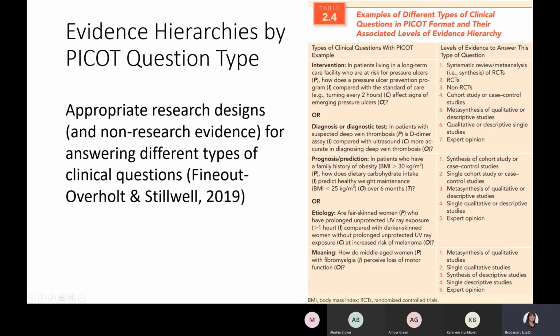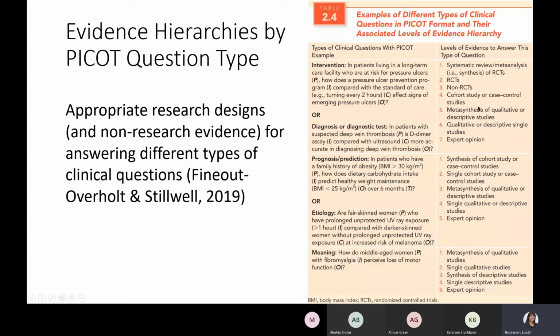Okay, now this slide relates to objective 4, which is to identify appropriate research designs for answering different types of clinical questions, such as intervention, diagnostic, prognostic, or meaning PICO questions. And you can find this slide in chapter 2 of your book. You can see on the left-hand column the types of PICO questions are listed: intervention, diagnostic or diagnosis, then prognosis, prediction, etiology, and meaning.